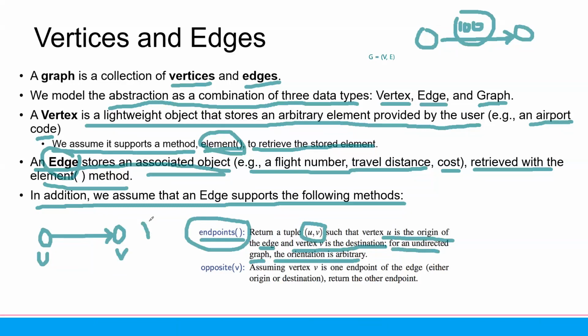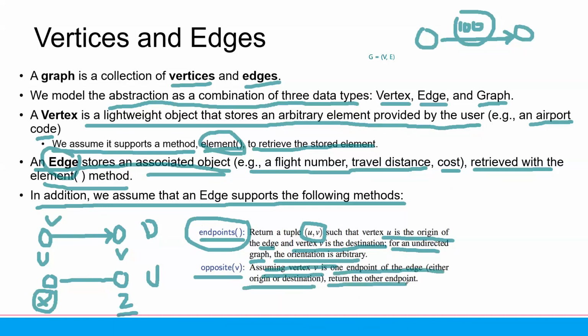So this is the directed graph. If it is undirected, then you can have no arrow. Opposite means the other endpoint. So if I want to know the opposite of V, the opposite of V is U. If I have X and Z, the opposite of X is Z. Assuming vertex X is one endpoint of the edge, either origin or destination, it returns the other endpoint.